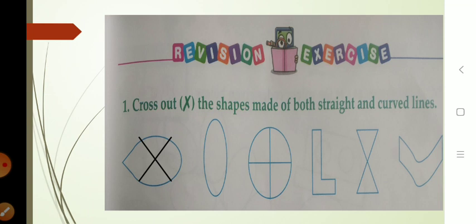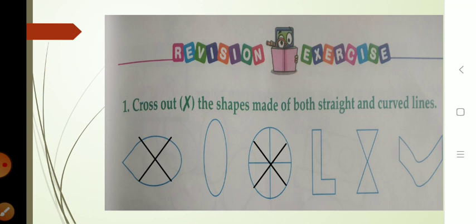Now see the next oval shape. It is made with only curved lines. So no need to cross. Now the next shape, a circle and two straight lines are there. So this shape is made with both straight and curved lines. So what you have to do? You have to cross it.